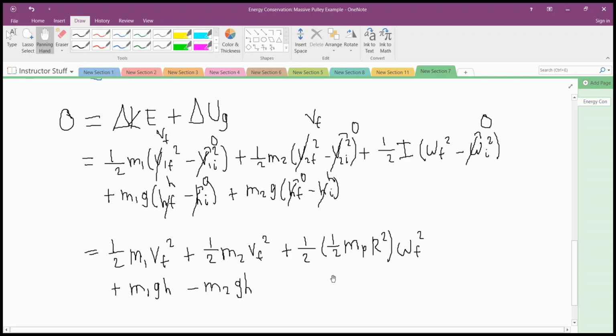And now count the unknowns, V final and omega final. I don't have either of them. I have 2 unknowns, but just one equation to solve for them. So I need to reduce my unknowns. How can I do that?